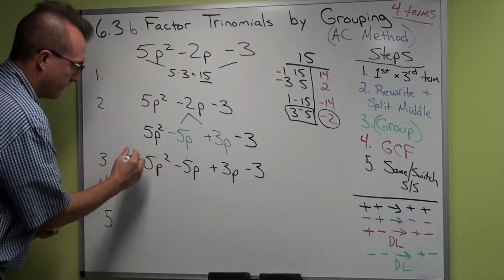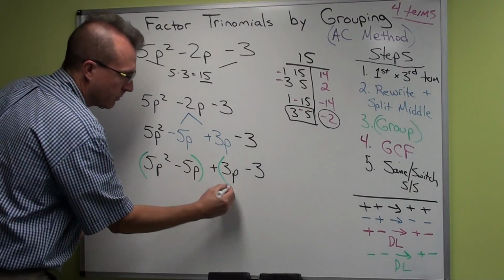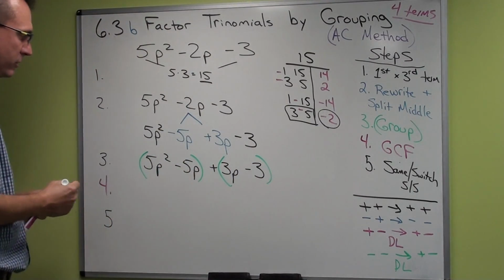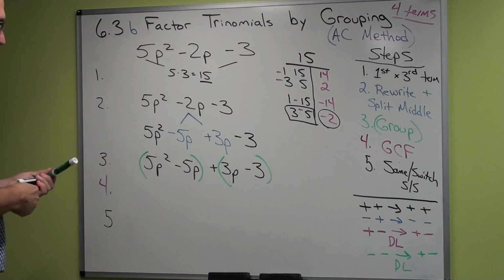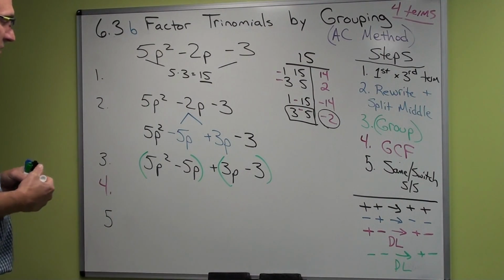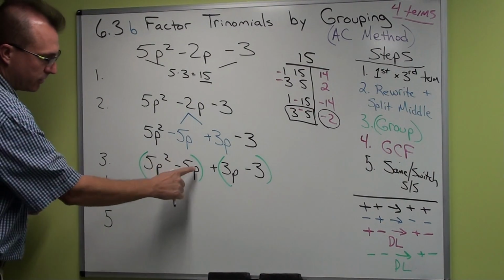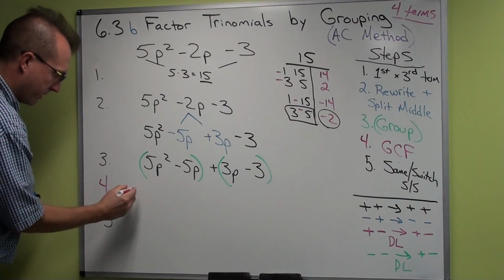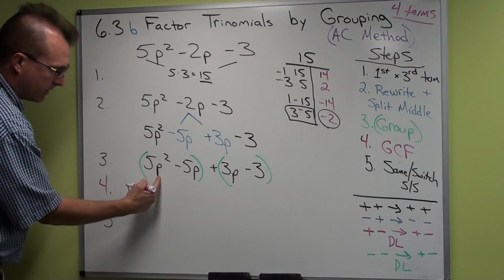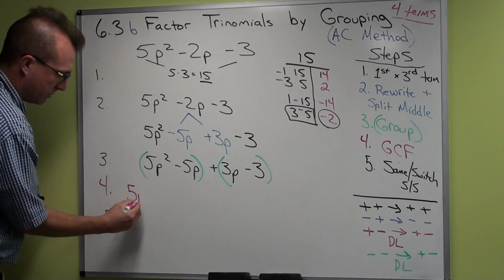Okay, grouping. We group our first two, group our second two. Now we have two binomials. Alright. And then we go greatest common factor. Alright, well here you can see you're definitely pulling out a 5. And you have p squared and p, which means we can pull a p out.